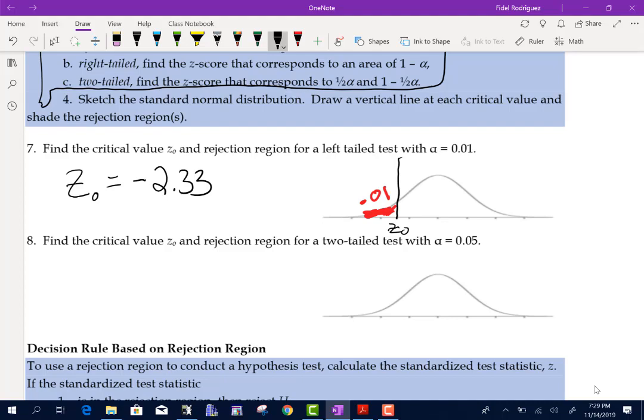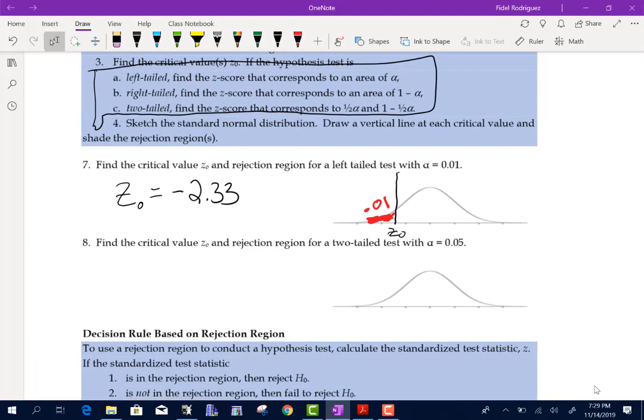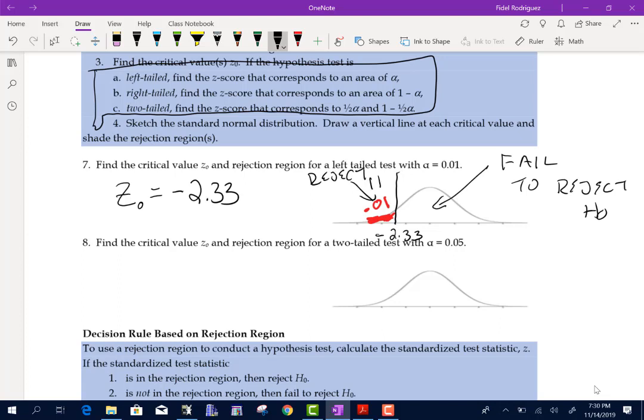All right, what this is going to tell me, guys, is that, let me clean up this little thing right here, and let me write that number that we came up with, negative 2.33. Okay, what this tells me, anything that falls in this region is what we call the fail to reject region. And anything that falls over here on this side is going to be our rejection region. We're going to reject the null, the H0.